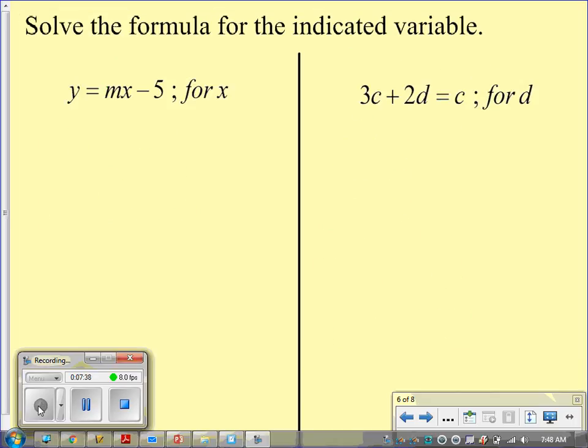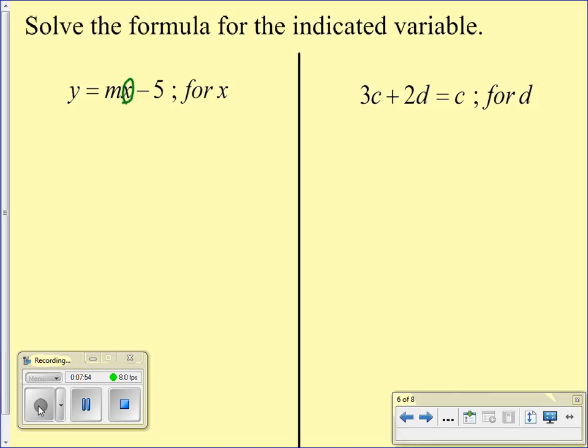So the third example, solving for a formula, y equals mx minus 5 for x. It's not a geometry formula, but it is a literal equation, so we're just going to literally move things around. Circle the x because we don't want to touch it. So I can do the inverse of minus 5, which is plus 5 to both sides. So y plus 5 equals mx, which means m times x, it's multiplication.